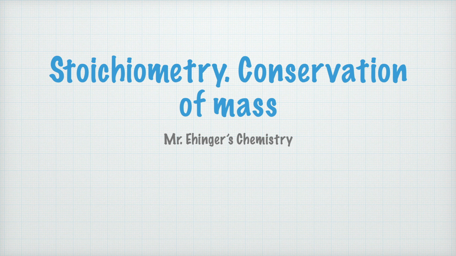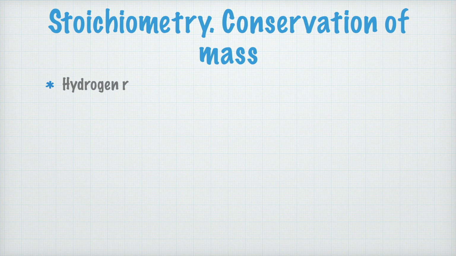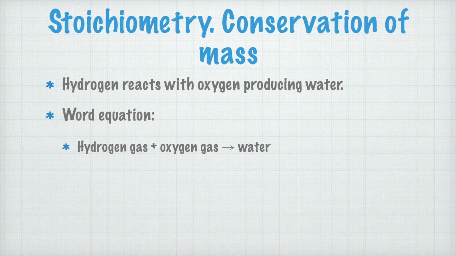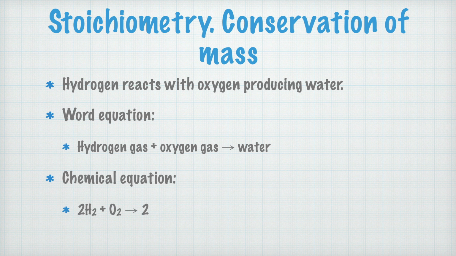To learn this, let's start with the real classic: how hydrogen and oxygen react to form water. Let's start with just a word equation. Hydrogen gas plus oxygen gas turn into water. The chemical equation, I'm sure you've already seen it several times. 2 hydrogen molecules plus 1 oxygen molecule turn into 2 water molecules. What we're going to study in greater detail right now is why there are 2 hydrogen molecules that react and why 2 water molecules form.